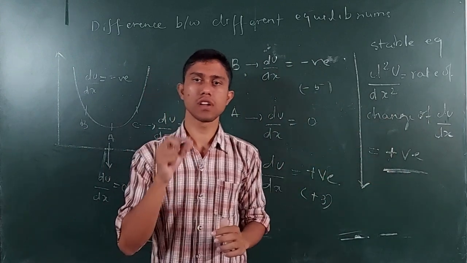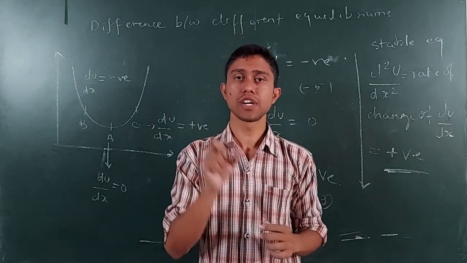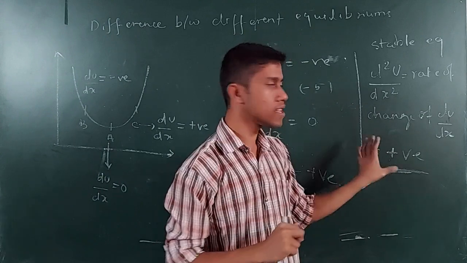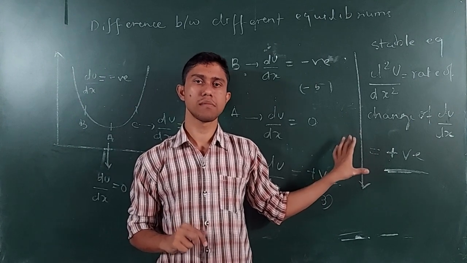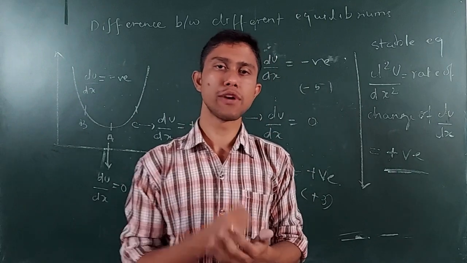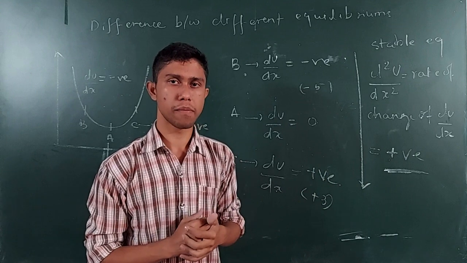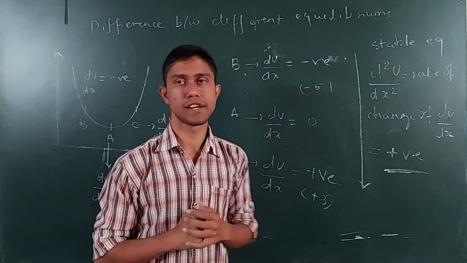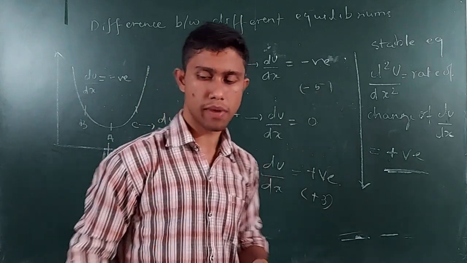I have told you, to distinguish between stable, unstable and neutral equilibrium, I want one point which is unique to each. So this is a point which is unique to stable equilibrium. This will be different for stable, unstable and neutral equilibrium. So keep in mind that for stable equilibrium, d square u by dx square is positive. Now we'll go to the next topic, that is the non-stable equilibrium.